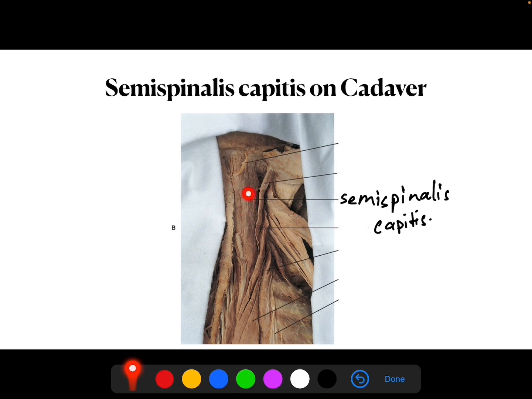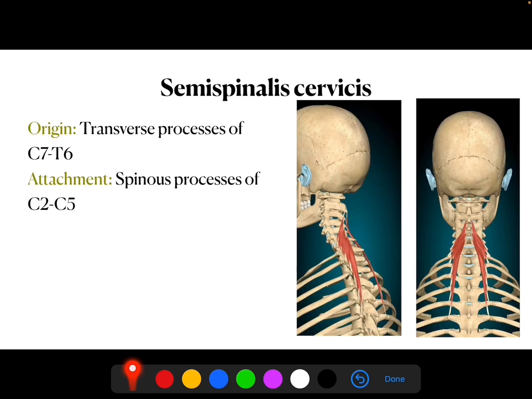This is what it looks like on the cadaver. Semispinalis cervicis. It originates at the transverse processes of C7 to T6 and attaches at the spinous processes of C2 to C5.